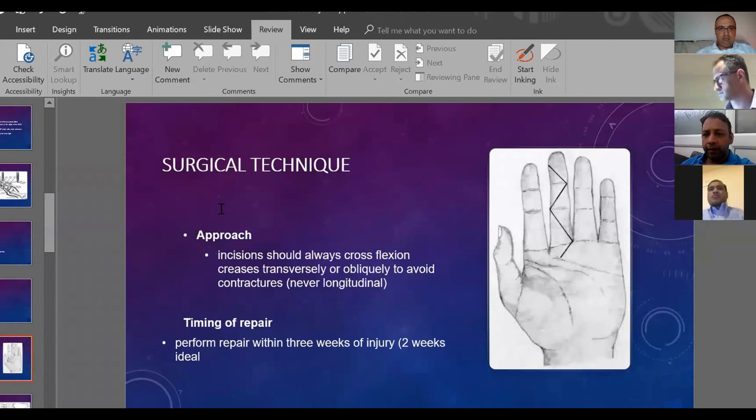Timing of the repair is very important. So usually repair is performed within 2 weeks of the injury. Within 2 weeks is the ideal time. As the time goes up, the outcome goes down.